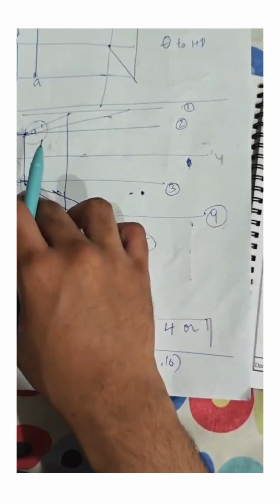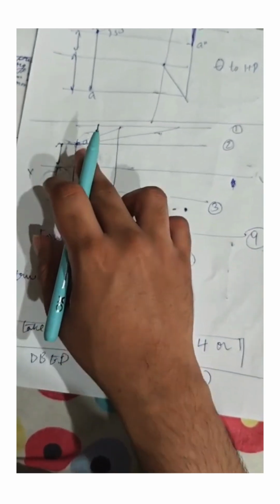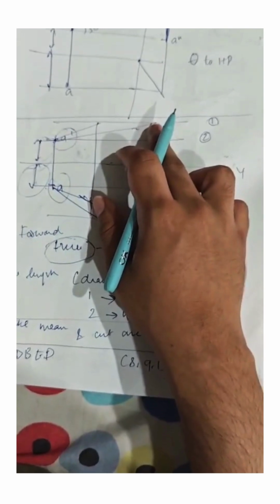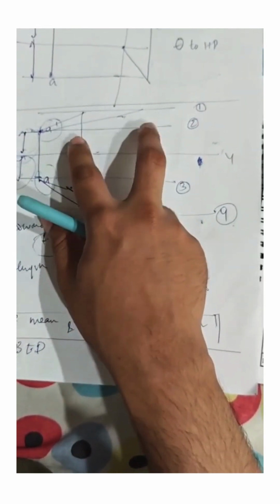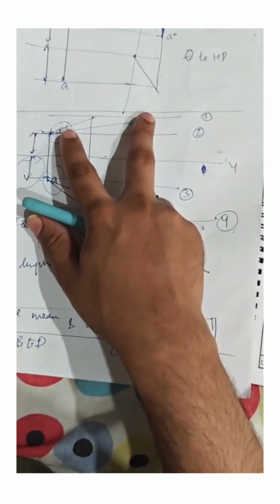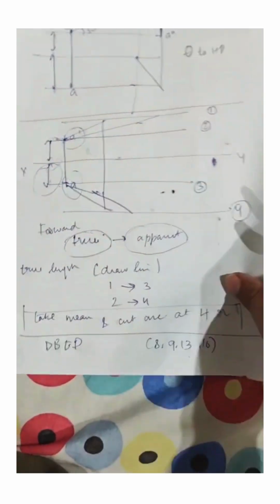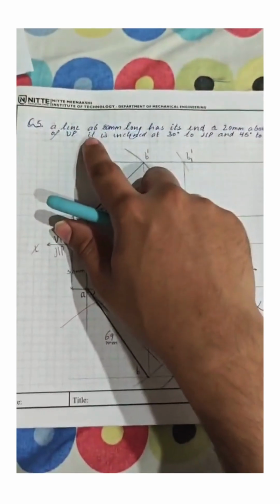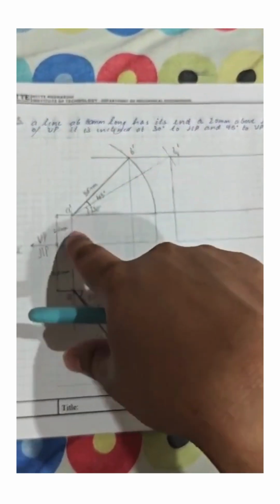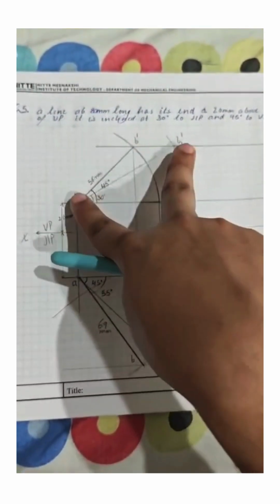First of all, they would have given these points, and they would have given the true length. Once they've given the true length, they might say that the true length of the line AB is this much, like 50 mm. I'll just get to the question directly so you can look at it. So the first question over here, for example, says the line AB is 80 mm long. So first we've got the points. We've taken 80 mm long.